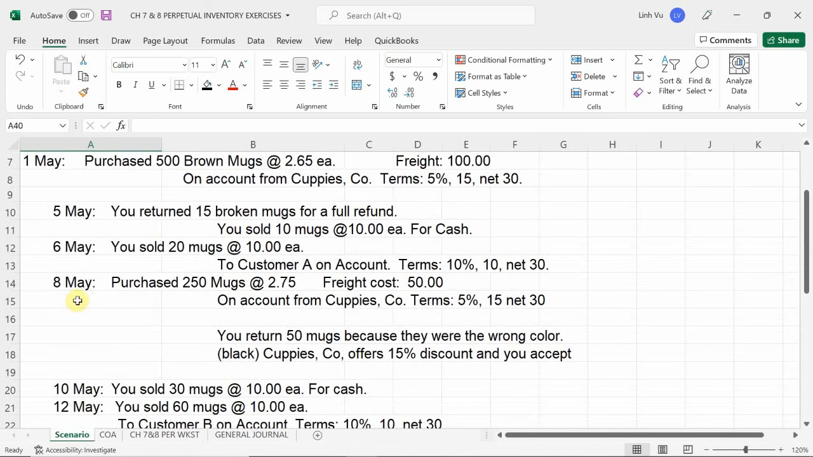Second purchase we made here was on May 8th. We purchased 250 units, okay? And then that very same day, we end up getting a discount because they gave us the wrong inventory.